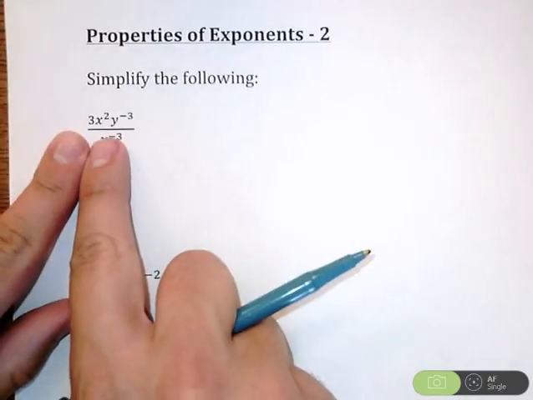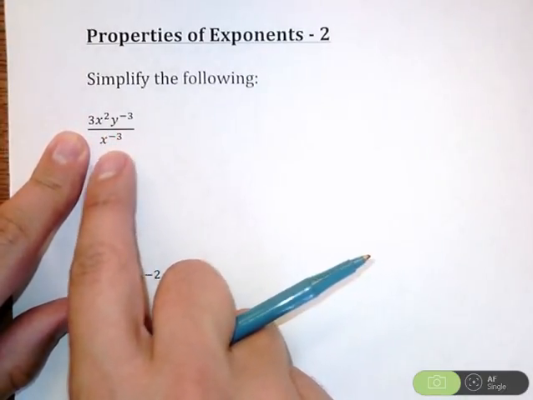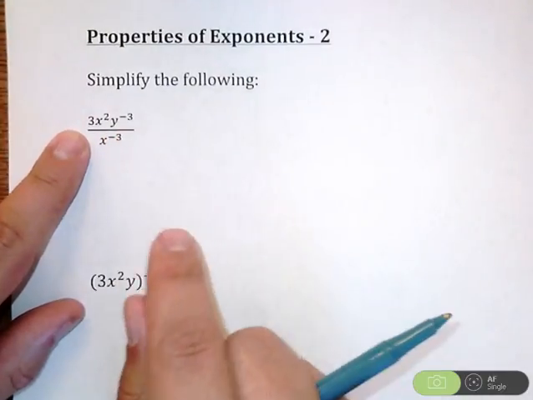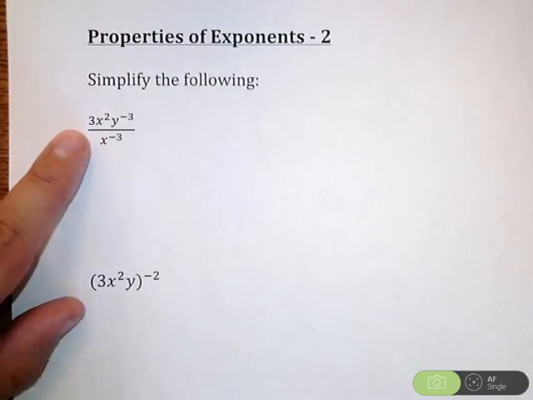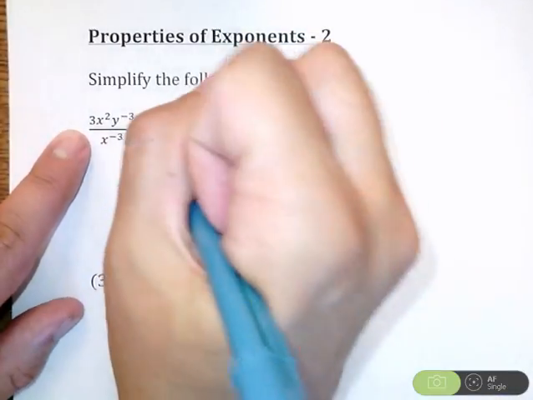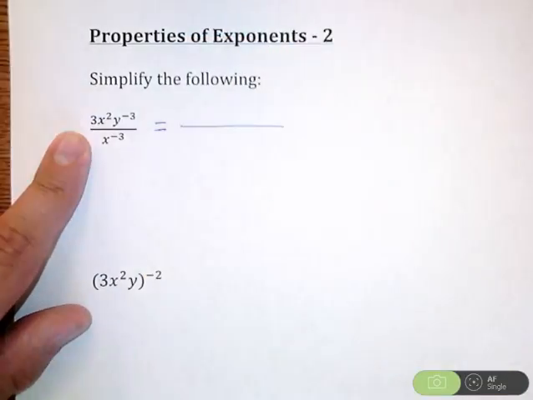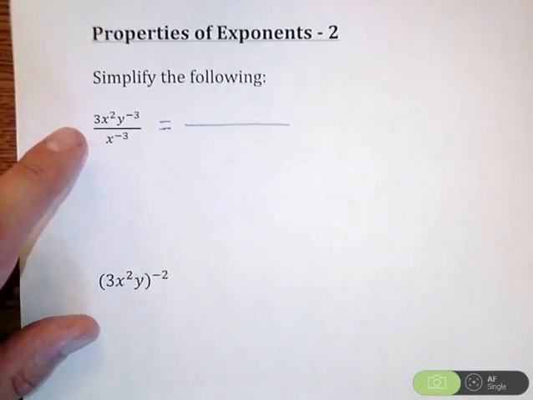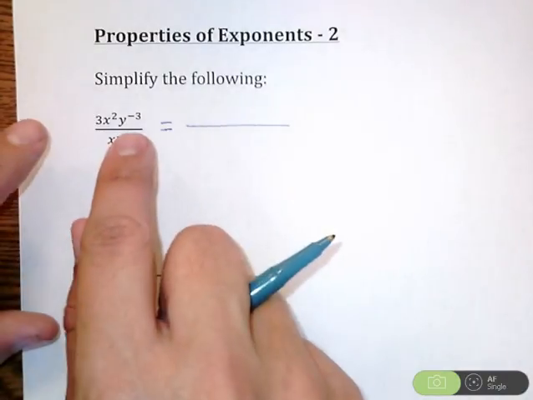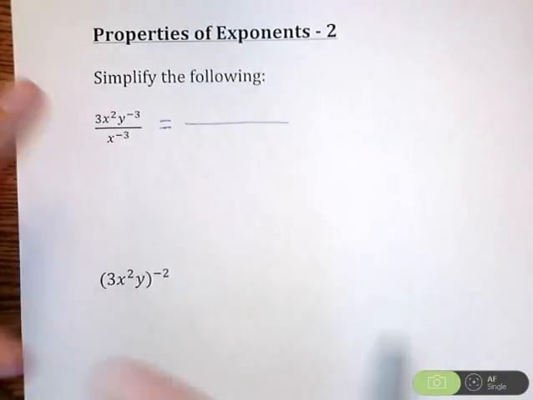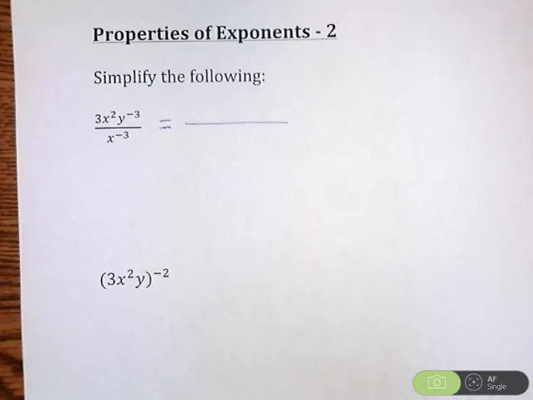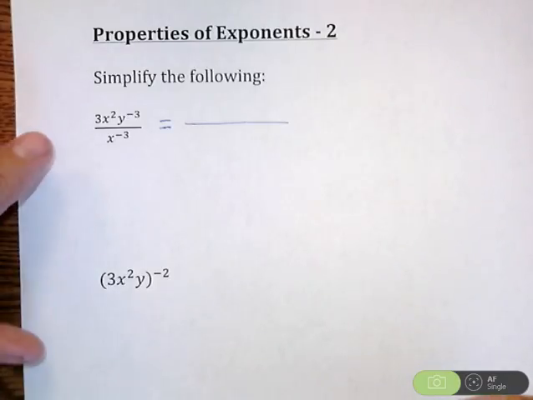So this first one, I have 3x squared y to the negative 3 divided by x to the negative 3. So there's a few things I see here immediately. I immediately see negative exponents, and I see a division sign there. So what I like to do is really tackle those negative exponents first. So I need to look at what's moving. So remember, only bases that have a negative exponent attached to it are going to move.